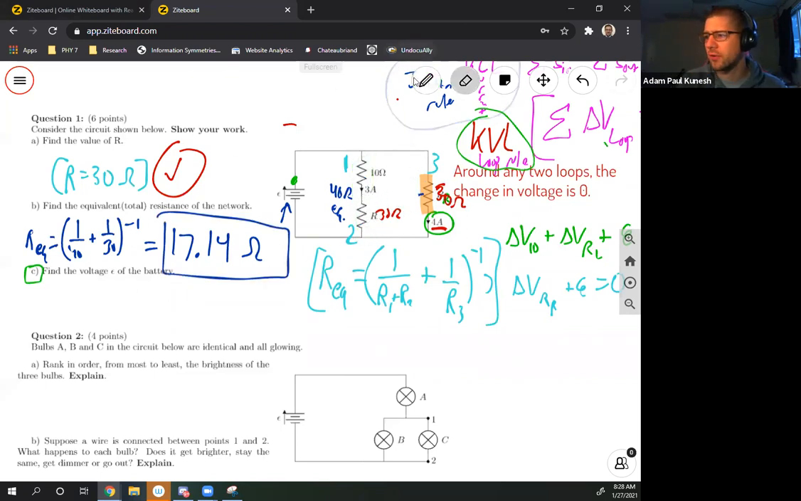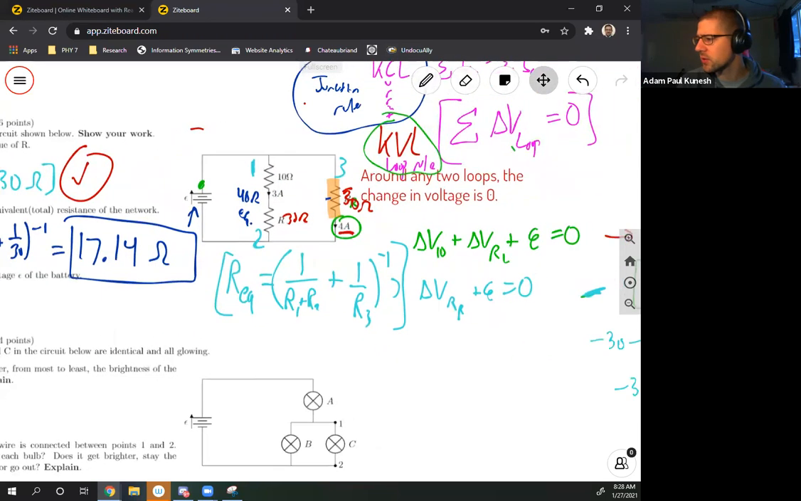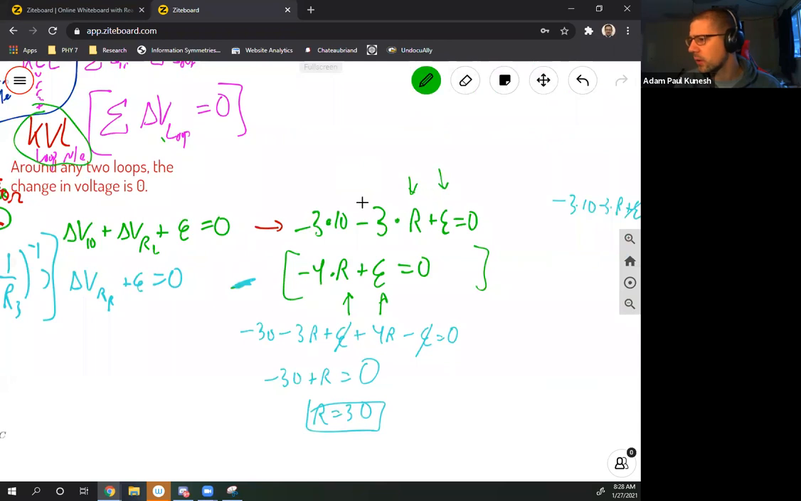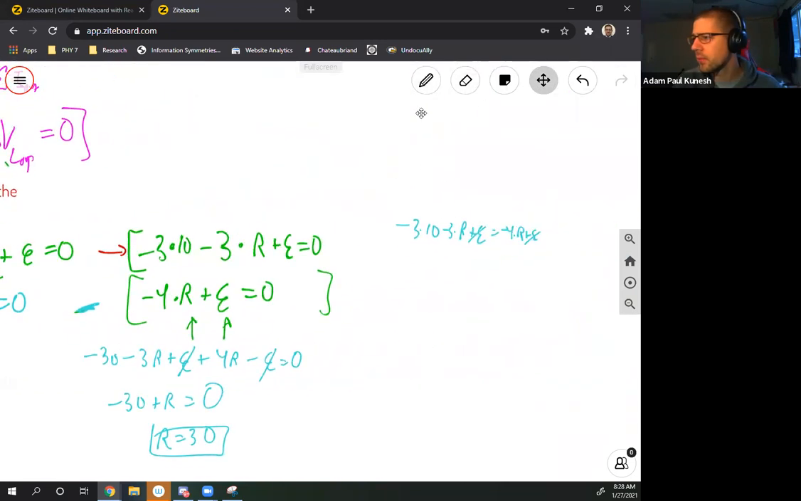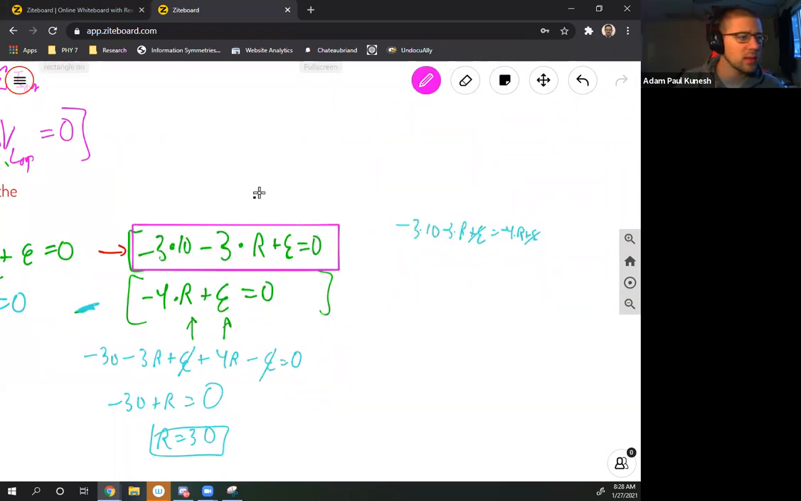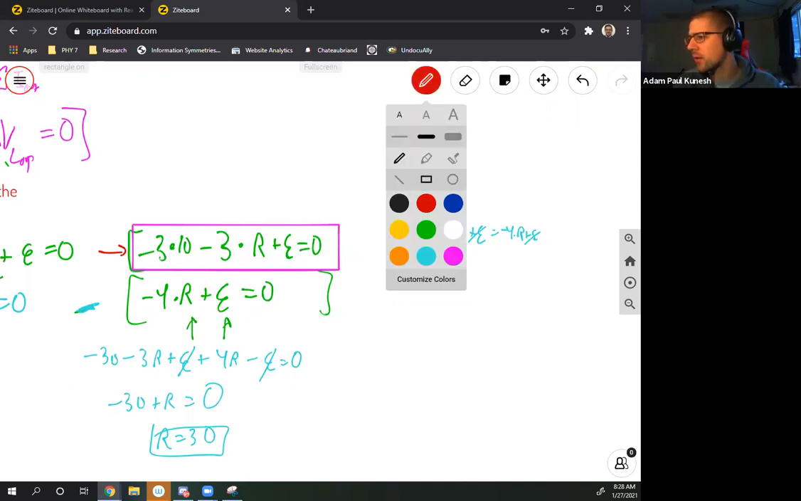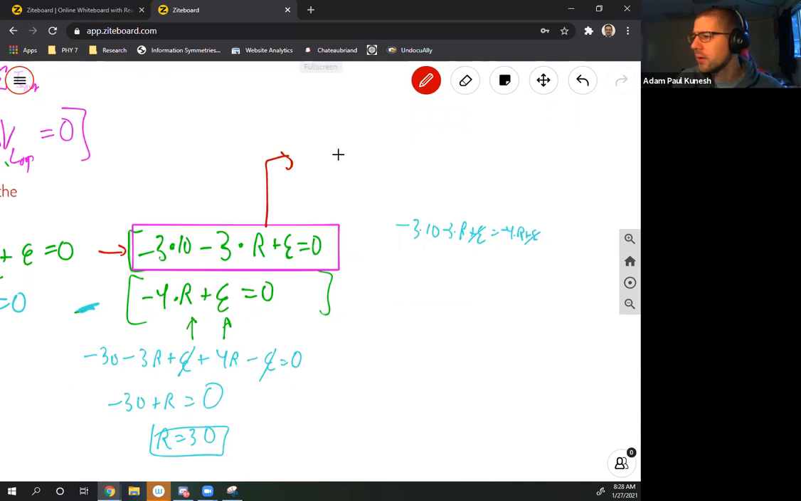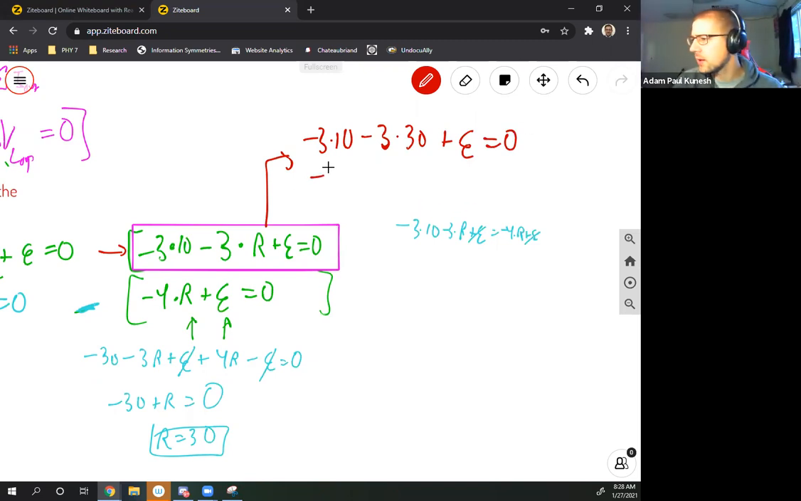So now we're supposed to find the voltage of the battery. To find the voltage, I can just straight up use one of these equations that I've already written. So I will. I now know that R is just 30. So I'm going to use Kirchhoff's voltage law. That's what I did to get one of these equations. I'm going to use Kirchhoff's voltage law and the knowledge that R is 30 to find the battery voltage. So negative 3 times 10 minus 3 times, it's not R anymore, now I know what it is, 30, plus battery voltage is 0. So what is that? It's going to be negative 30 minus 90 plus the battery voltage equals 0.